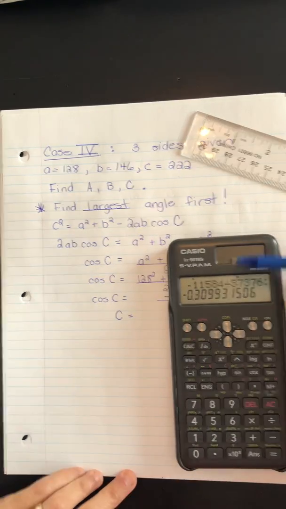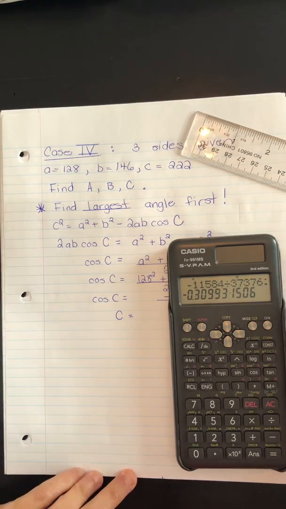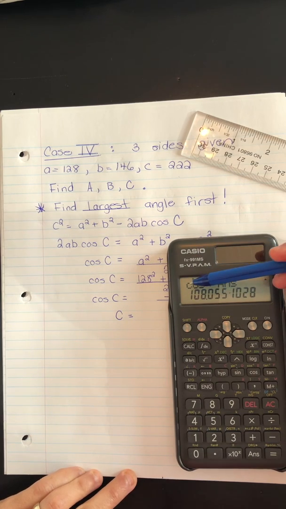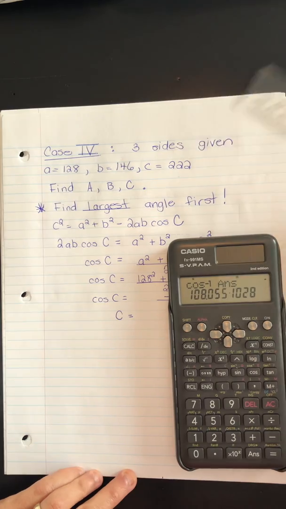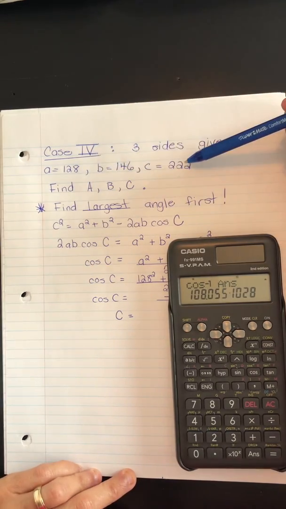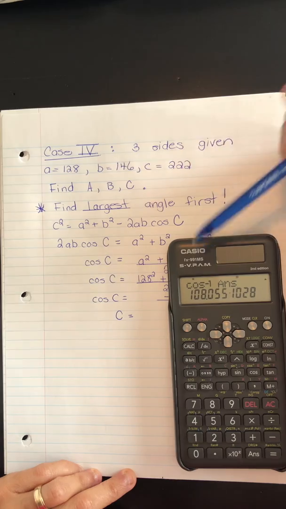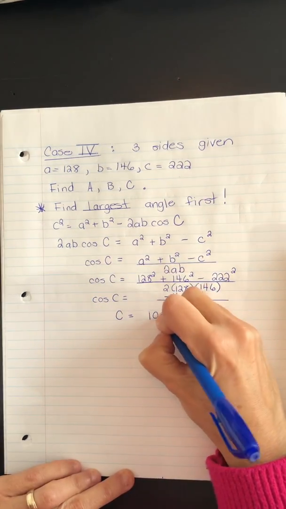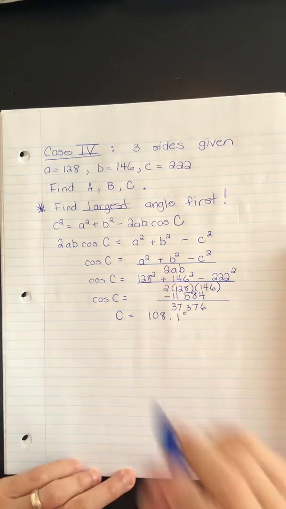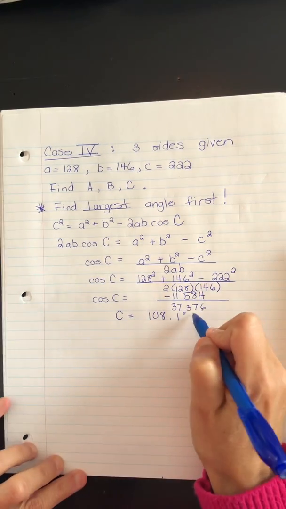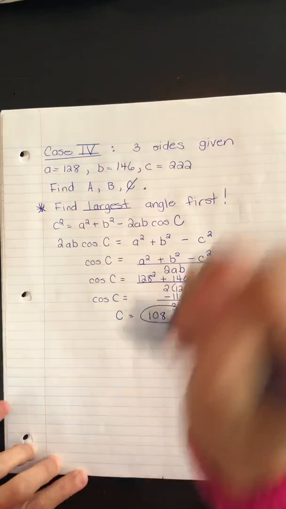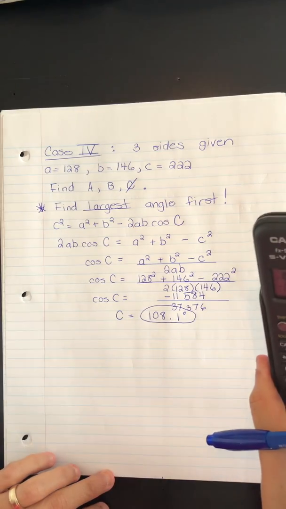Okay, so I've got this as the cosine of C. So we do shift, cosine. Here we go. We're going to get this angle, 108.1. So when the sides have 3 significant digits, the angle goes to the 10th. That's 108.1 degrees for angle C. So now angle C is determined, and we can cross it off of the list.